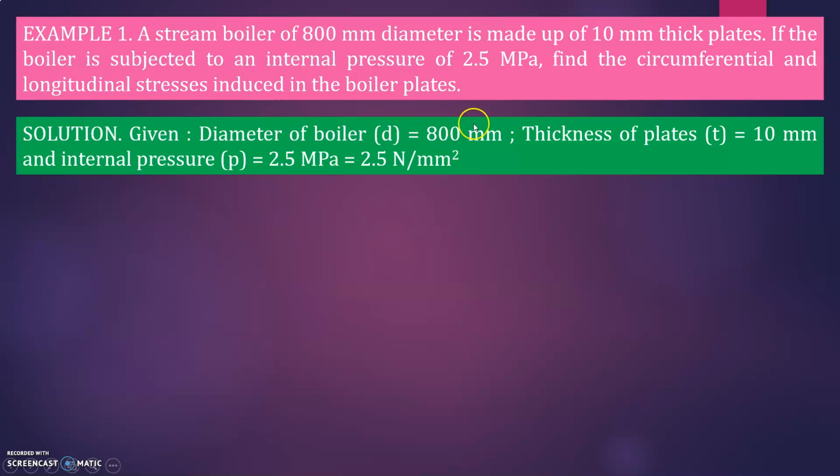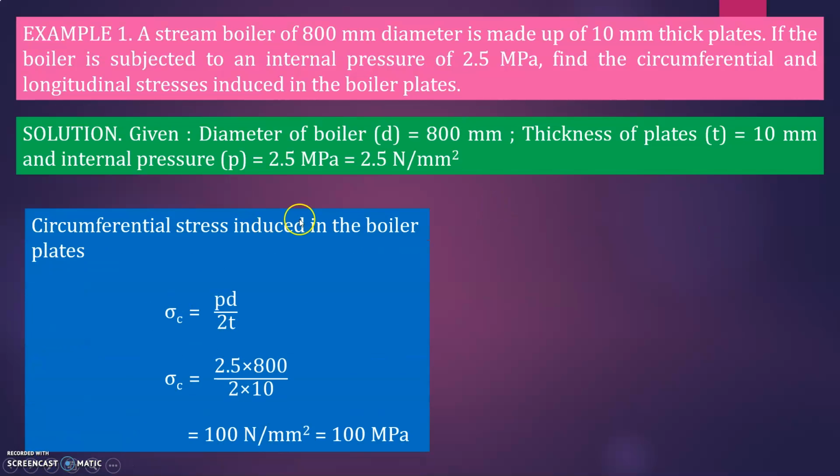What is given here: diameter is 800 mm, thickness of the plate is 10 mm, and internal pressure P is equal to 2.5 MPa, or 2.5 into 10 raised to 6 Newton per meter square, or 2.5 Newton per millimeter square. Let us calculate the circumferential stress. Circumferential stress induced in the boiler plates is sigma C equal to PD divided by 2T.